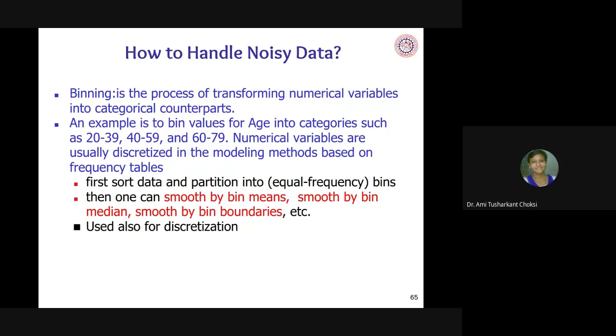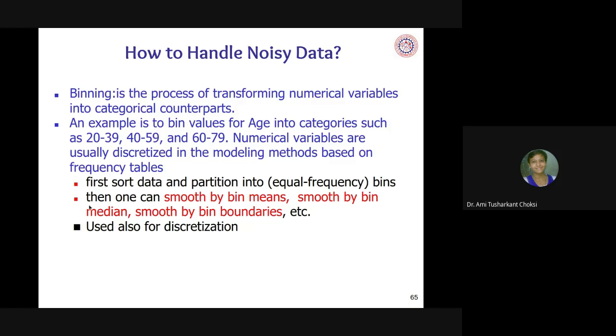Discretization is one way of doing the binning. Binning does discretization, and it is also useful for smoothing the data. Numerical variables are usually discretized in the modeling methods based on frequency tables. So for that, first of all, sort the data and partition it into equal frequency bins. We will see this with an example.